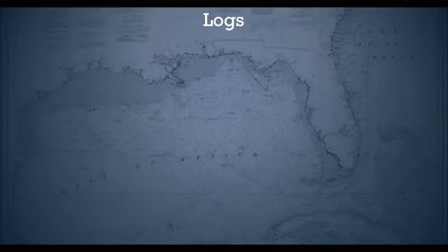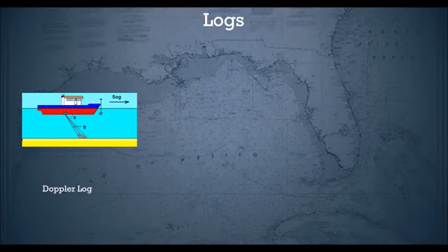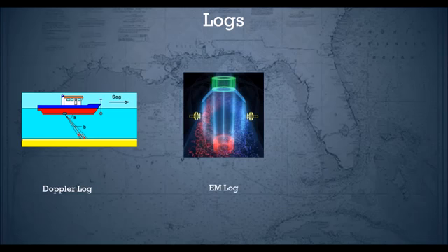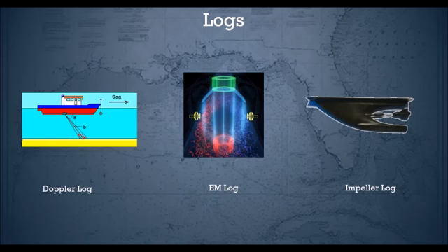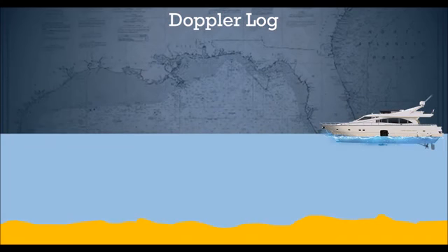These days we have digital means to measure the speed. You have the Doppler log, which works on the Doppler shift of frequency. You have EM logs, electromagnetic logs, and you also have impeller logs. We're going to have a look at how the Doppler log works.